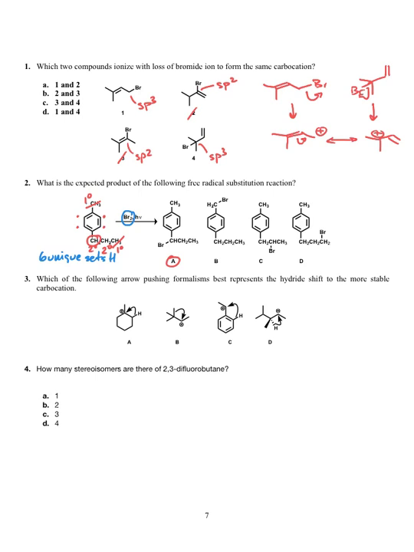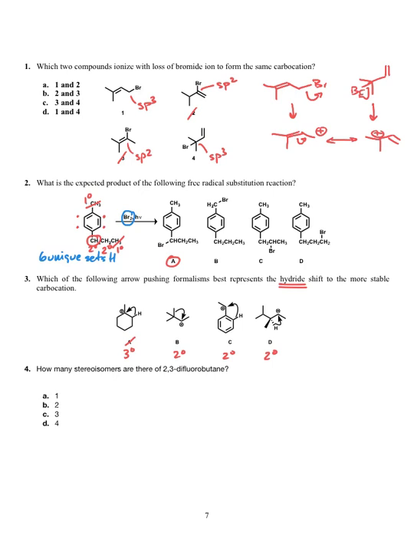Question 3 is asking which of the following arrow-pushing formalisms best represents the hydride shift to the more stable carbocation. So first thing we want to do is classify the carbocations that are given. We have tertiary, that's pretty stable. We have secondary, and then for D we have secondary. So we can eliminate A because it's already tertiary.